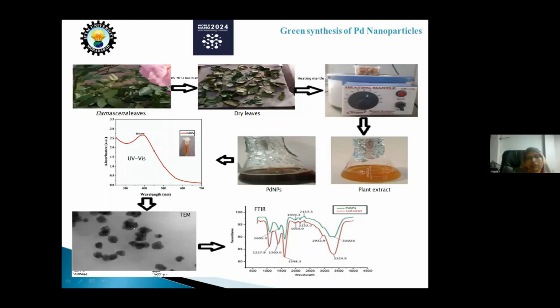Another contribution is the TEM analysis, which confirmed that 20 nm nanoparticles were found. After TEM, the nanoparticles were characterized by FTIR. There are some peaks which indicate the phytochemicals present in the leaf extract, which convert the ions into nanoparticles and are responsible for the conversion.